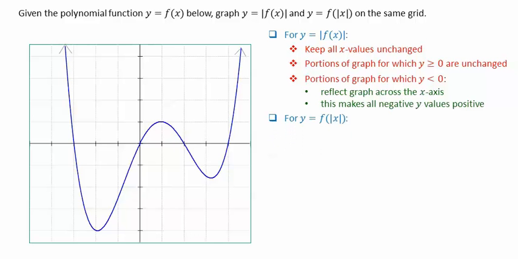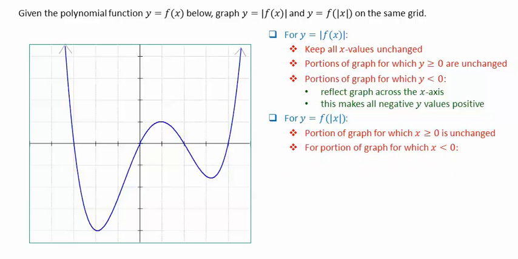For y equals f of the absolute value of x, the portion of the graph for which x is greater than or equal to 0 is unchanged. This corresponds to any portion of the graph to the right of the y-axis.